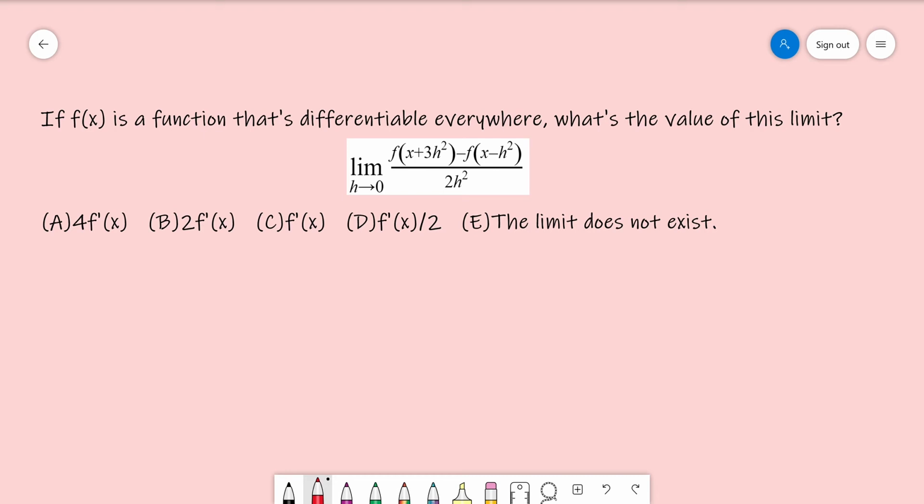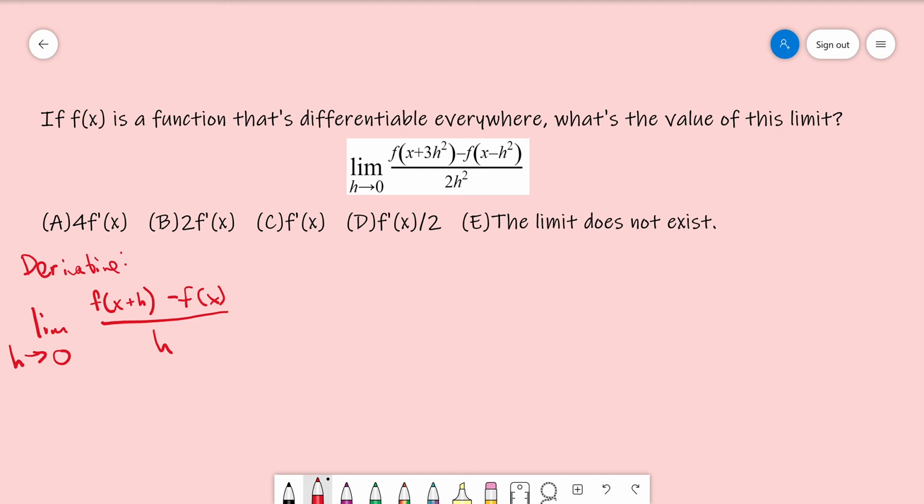This expression really does look very similar to the definition of a derivative. I'll remind you what the definition of a derivative is, or at least one of the definitions. The derivative is the limit, as h goes to 0, of f of x plus h minus f of x, over h. And this is just the definition of the slope, the rise over the run.